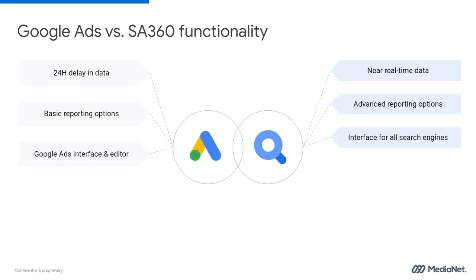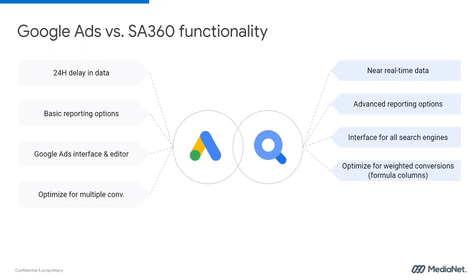In Google Ads, you have a standard editor to create search ads, while SA 360 has one interface that allows you to edit ad copy across all search engines, which includes Microsoft Advertising, Baidu, Yahoo, and more. Google Ads allows you to optimize for multiple conversions, and SA 360 allows you to optimize for weighted conversions using a feature called formula columns.